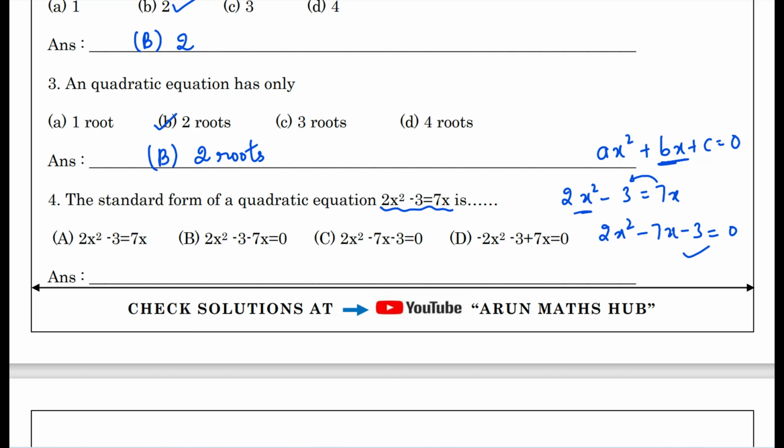What is the option? 2x square minus 7x minus 3. Therefore, the correct answer is 2x square minus 7x minus 3 equals 0. First, it should be x square, then x, then the constant. It is the standard form. It is a quadratic equation, but it is not in standard form. Therefore, the correct standard form of the quadratic equation is 2x square, then minus 7x minus 3.